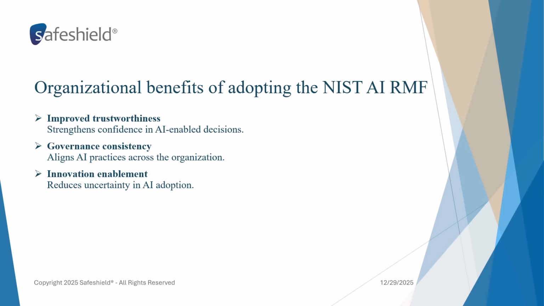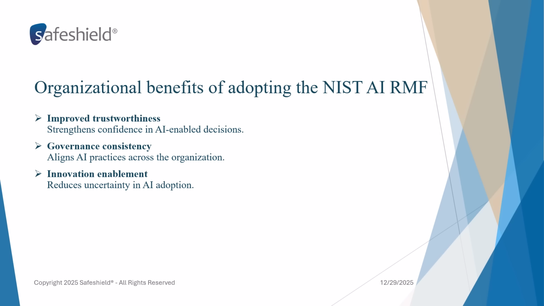Accountability is strengthened through defined roles, documented decisions, and evidence-based assessments. Organizations can demonstrate that AI risks are actively managed rather than implicitly accepted. This capability supports internal assurance, external audits, and regulatory engagement, particularly in environments where transparency and traceability are increasingly expected.